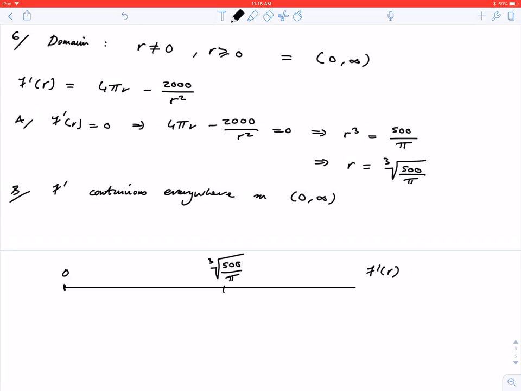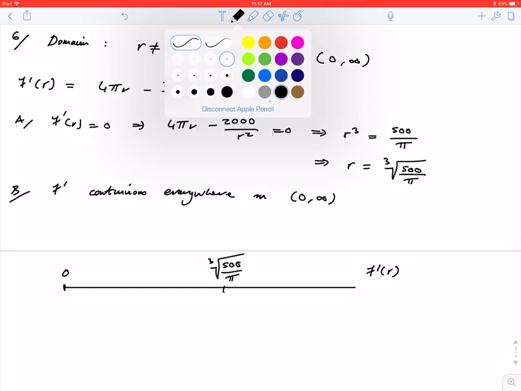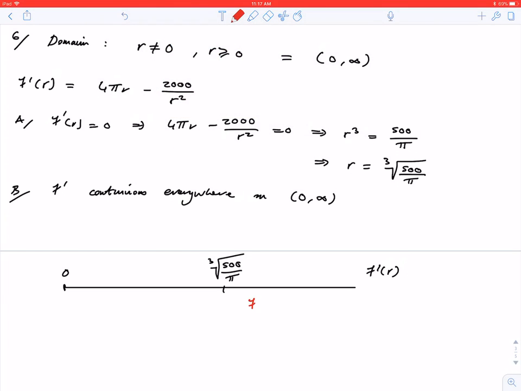Okay, so now at this point, what do we do? Well, we don't necessarily have a calculator to work this out, but we can use a bit of quantitative reasoning. I mean, 500 divided by pi, 500 divided by 3-ish, and then we're taking a cube root. That's definitely less than 100, I would say with some confidence. So on this side, let's think about f prime of 100.